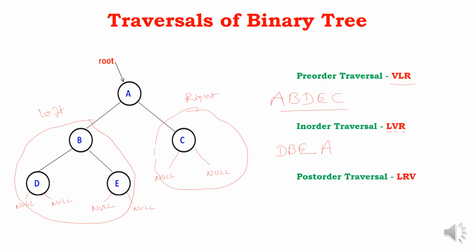Right subtree in order. There is only one node. Left is null, right is null. So C only is printed. D, B, E, A, C is the in-order traversal.